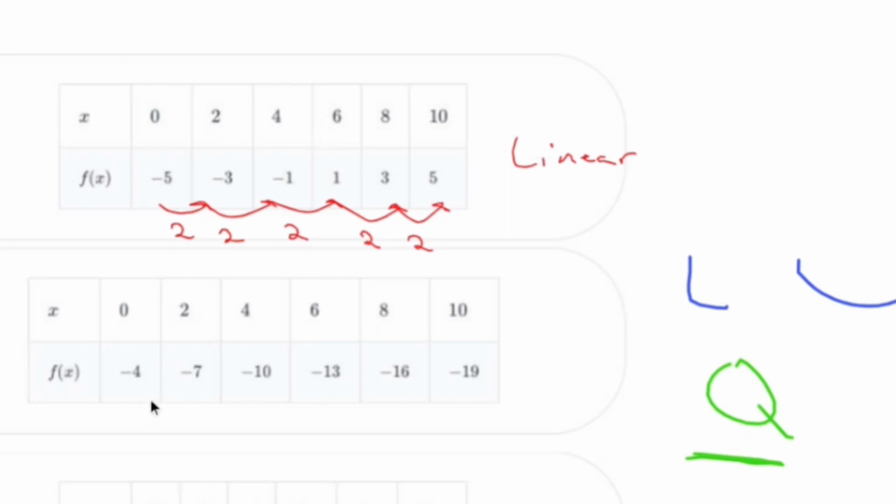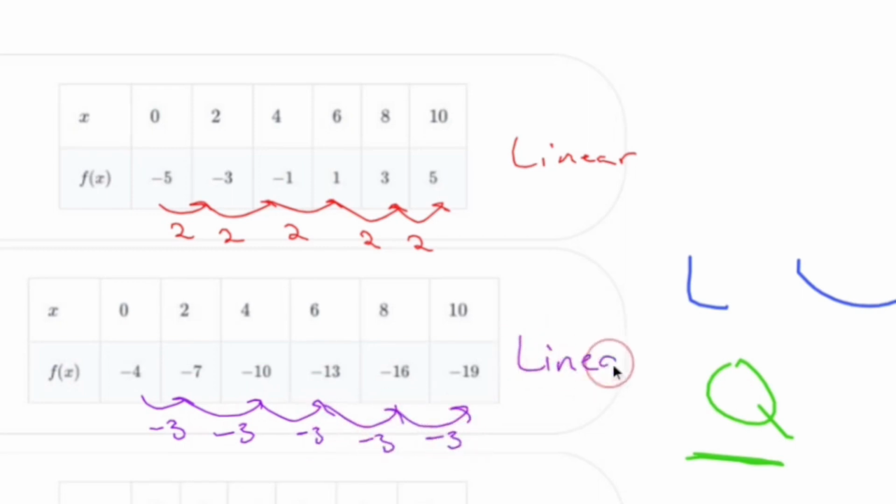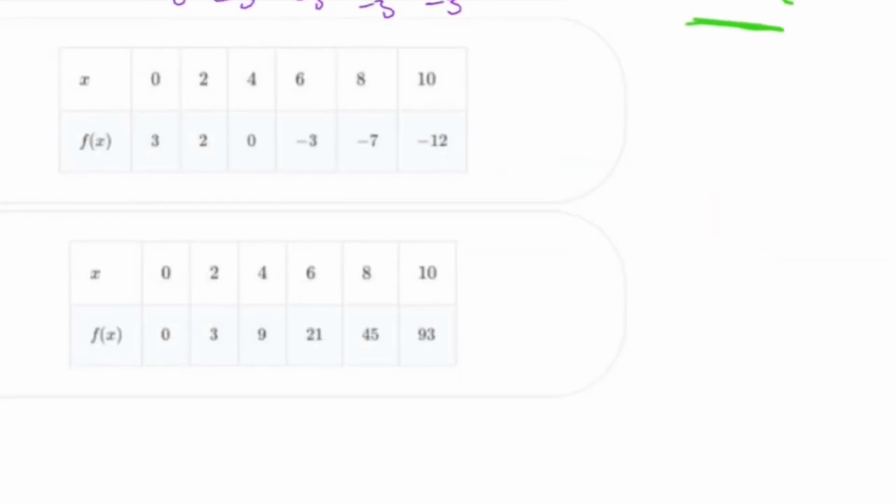Now let's try this one. You go down by 3, down by 3, down by 3, down by 3, down by 3. You too, my friend, are linear. Okay, so not you. Let's zoom up.